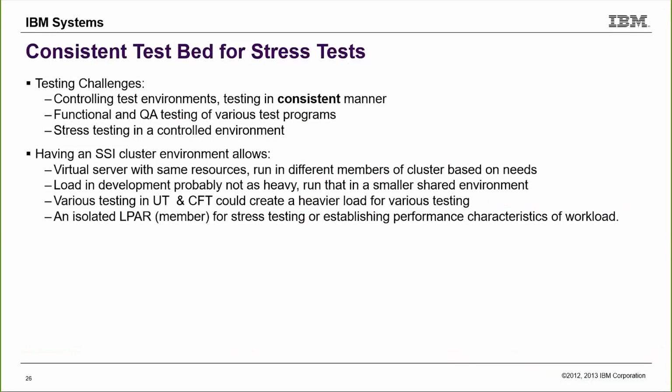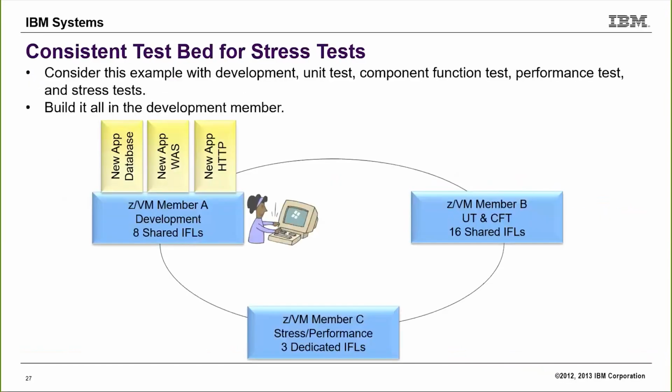So we want to do some things there, right? We want to have a consistent environment. What I'm going to show you here is a different view. It's a non-production scenario, but we're going to have 3 different members in my cluster. Now, maybe I would split up unit test and component function test, or have a different kind of test group in there as well, maybe a system test, and have a 4th LPAR.